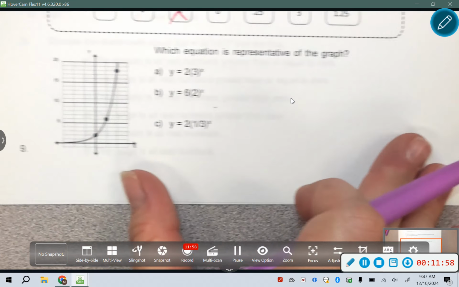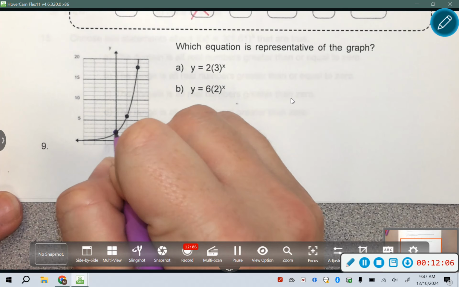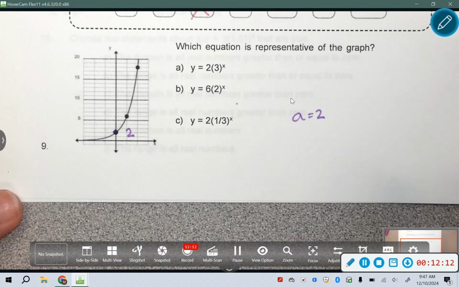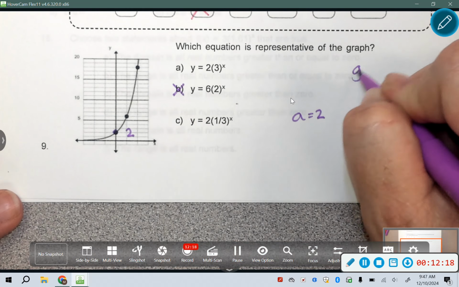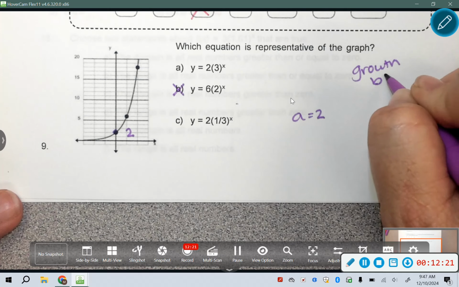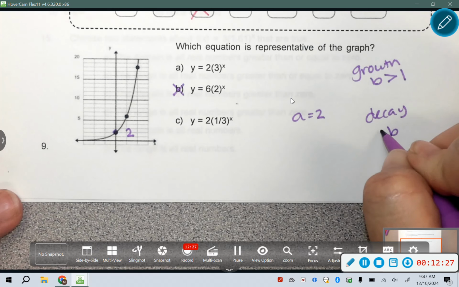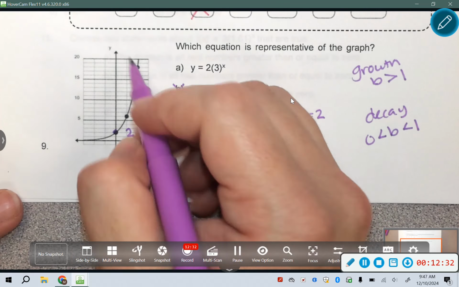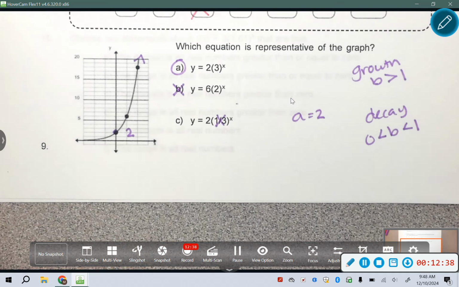Okay, number 9 says which equation is representative of the graph. So before we even look at our calculator, I want you to know that this point, which is at 2, is my starting point. That's my A. So A is 2. It's my y-intercept. So I know that B is not my answer. And I see that this is growth. And I want you to remember growth is when B is greater than 1, and decay is when B is between 0 and 1. So here I need B to be greater than 1 because it's growth. It's going up from left to right. And this is 1/3, which is smaller than 1. So A is my only option.